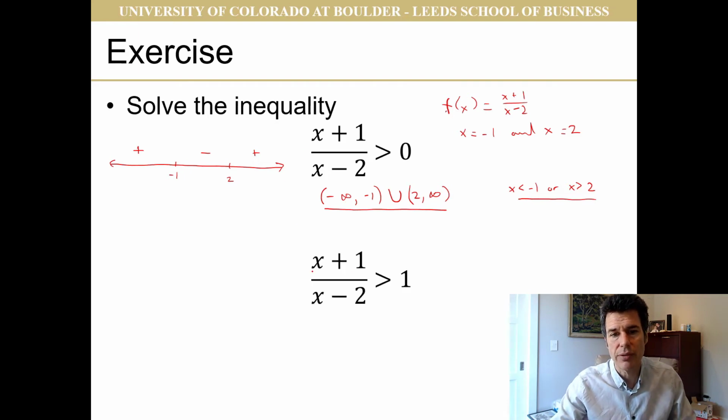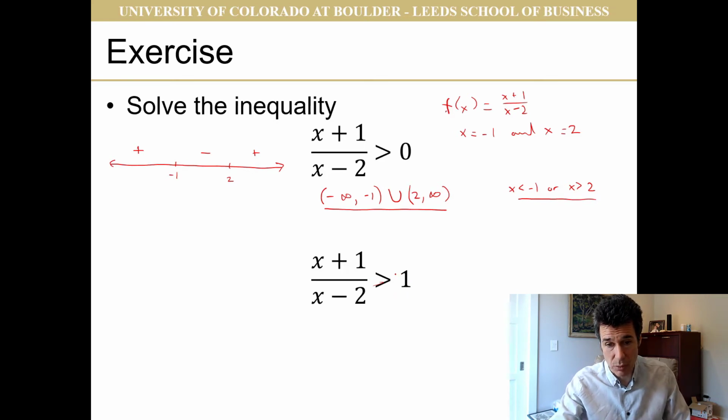(x plus 1) divided by (x minus 2), same thing, is bigger than 1. Okay, now I'm going to solve this in a couple of different ways, and we're going to make a mistake in one of them. First, I'm going to use the same approach I did before. If I want to use the approach I did before, I need a 0 on the right-hand side. So I'm going to rewrite this: (x plus 1) over (x minus 2), minus 1, is bigger than 0.